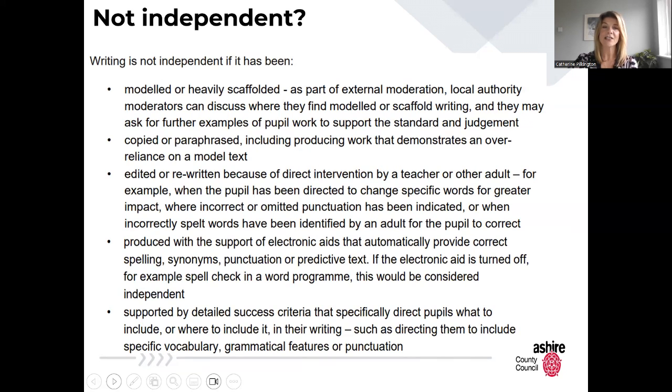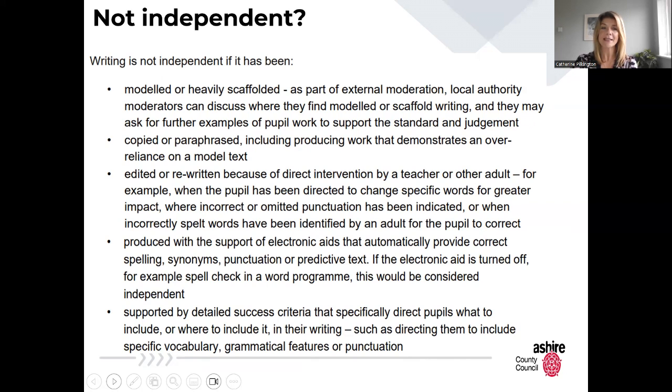Writing is not independent if it's been edited or rewritten because of direct intervention by a teacher or other adult. For example, when the pupil has been directed to change specific words for greater impact, where incorrect or omitted punctuation has been indicated, or when incorrectly spelt words have been identified by an adult for the pupil to correct.